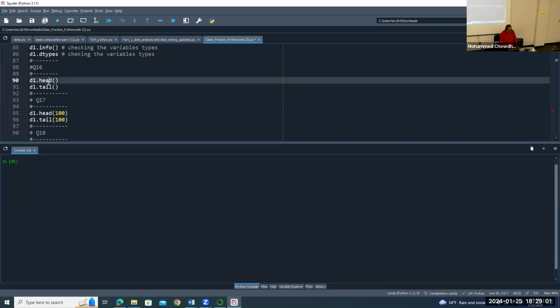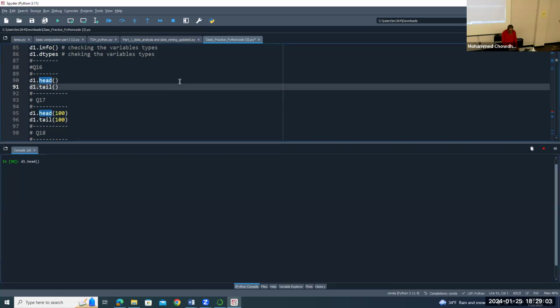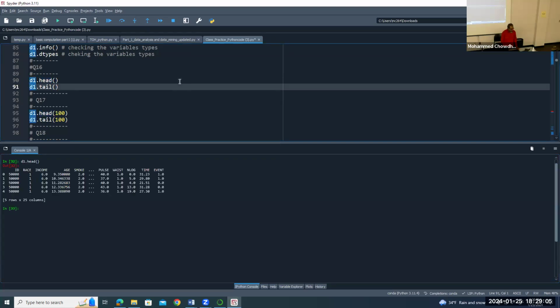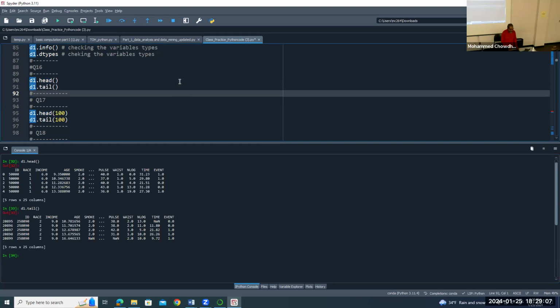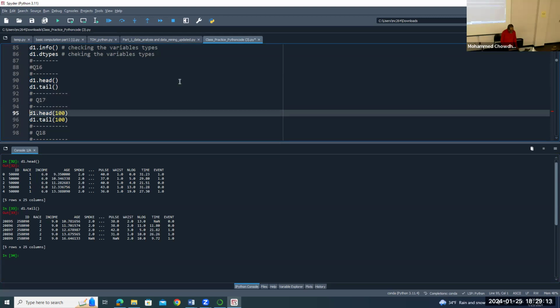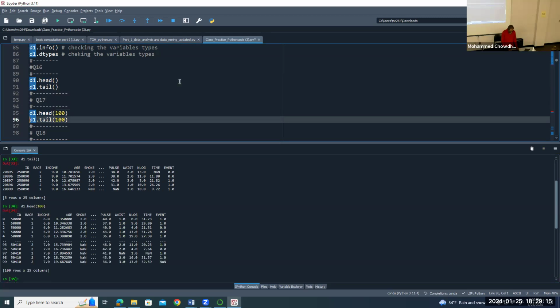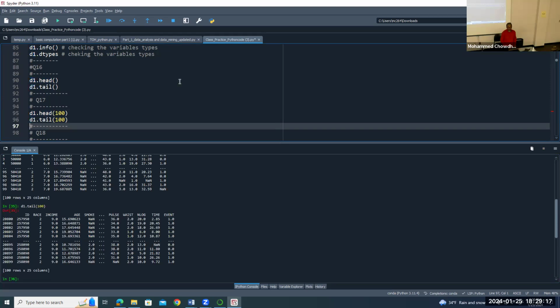If you want to take a look at the first 5 rows, use D1.head, and for the last 10 rows, D1.tail. Okay, head and tail. If you want to take a look at 100 rows, there is a way to write the code. You can specify the maximum number of lines you want to see, and then it will show up. It is somewhere in the code, okay?